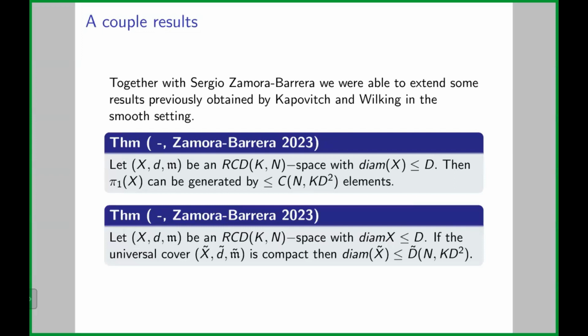And the second result I would like to talk about is that if you have an RCD space with the diameter bounded from above by D, and if you know that the universal cover X tilde is compact, then the diameter of X tilde will be bounded from above by, again, a universal constant that only depends on N, K, and D of the original space. And again, I just put it this way, mimicking the bound in the smooth setting.